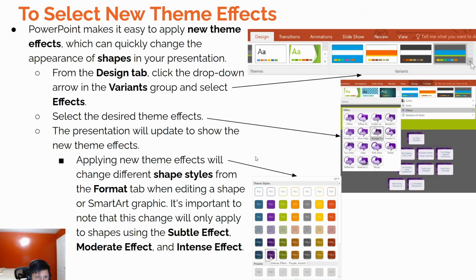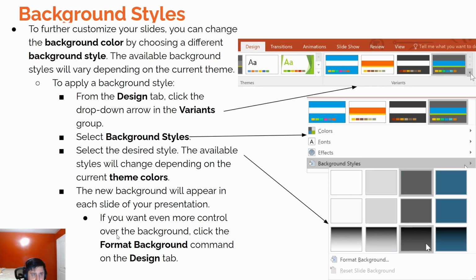Then for theme effects, it's the very same thing. Again, click the Variants tab on the Design tab. Go to Effects, and we can select a preset, right? And then this will apply to our slideshow, right? And applying new theme effects will change different shape styles from the Format tab when editing a shape or SmartArt graphic. So it is important to note that this change will only change shapes that use the subtle effect, moderate effect, and intense effect.